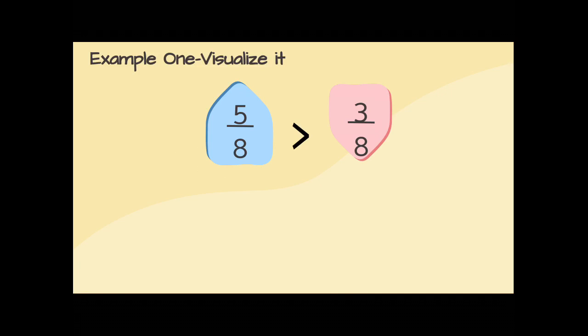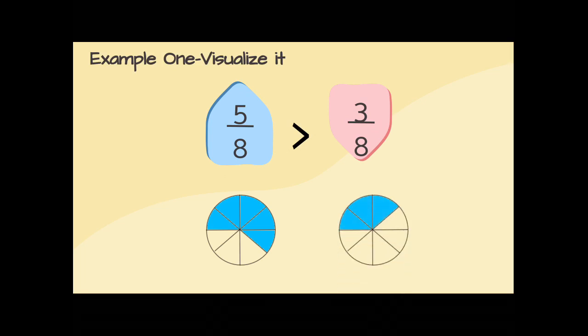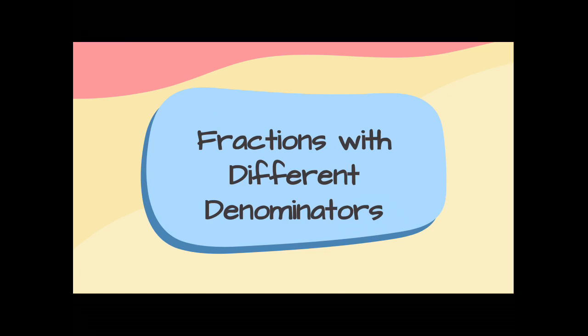For 5 over 8, that means there's something that's divided into 8 parts, and we have 5 of them. In this picture, 5 parts of the whole are shaded in, and we know that this is greater than 3/8, which looks like this, because 5/8 has more shaded in than 3/8. If you count, there are 5 parts shaded in versus 3 parts shaded in, which makes us know that 5/8 is greater than 3/8. Now we're going to go on to fractions with different denominators.